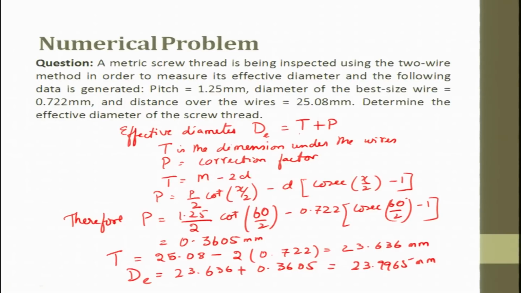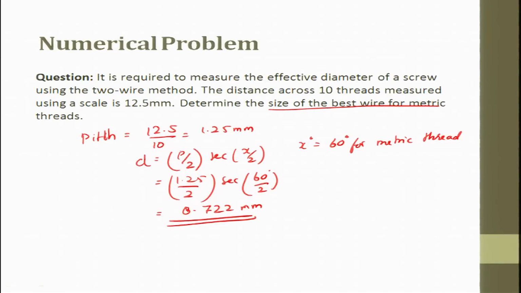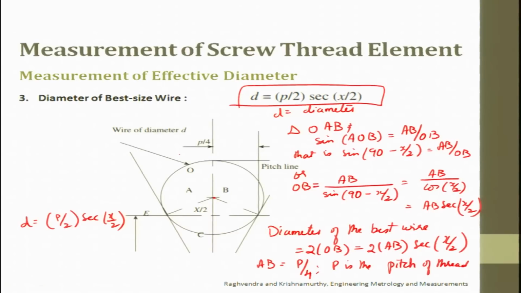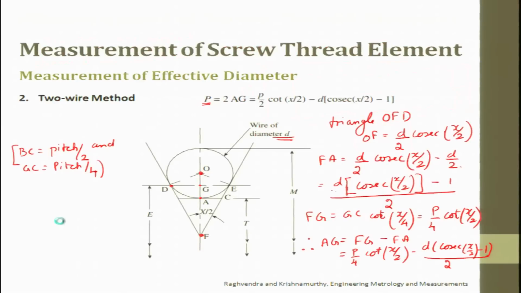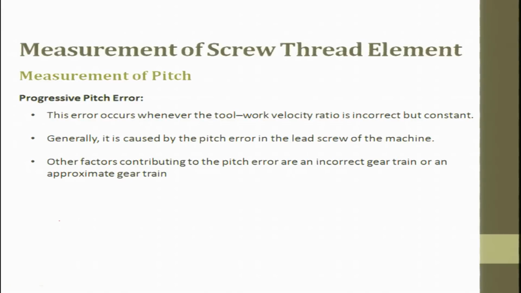Let me put it like this so that you will not get confused. This is P and this is the correction factor. Let me correct it. This is a small p, the pitch by 2. This is the pitch, small p, and here again the pitch of the thread, P. So small p is the pitch and big P is the correction factor.